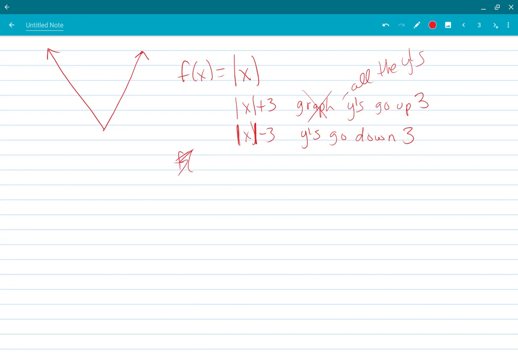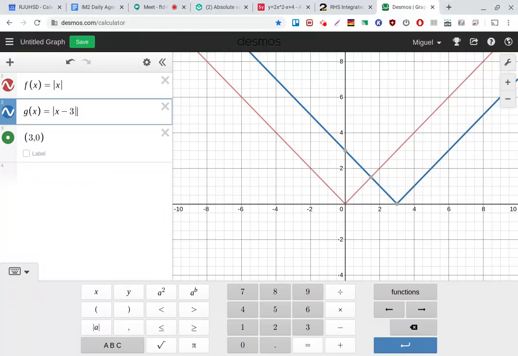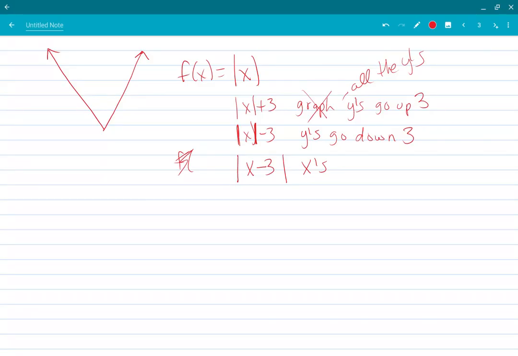And then we said x's go to the right 3. Now the graph moves to the right when it's negative, but it's negative. It's kind of backwards.